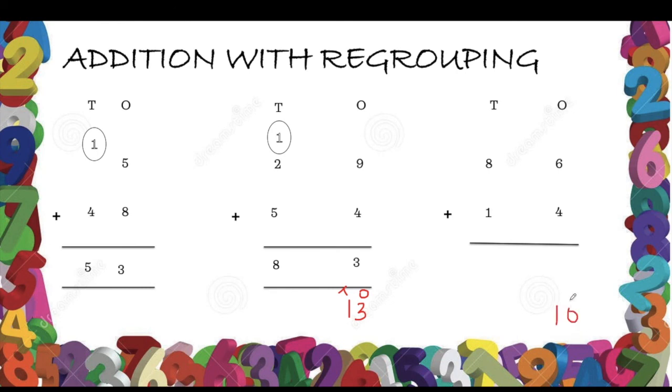So in 10, if you see, 0 is in ones place and 1 is in the tens place. So let us put 0 in the ones place and move the 10 ones as 1 ten to the tens place. That is 8 plus 1 is 9 and 9 plus 1 is 10. So the answer is 100. So regrouping means you will be carrying over or regrouping the 10 ones as 1 ten and you will move it to the tens place.